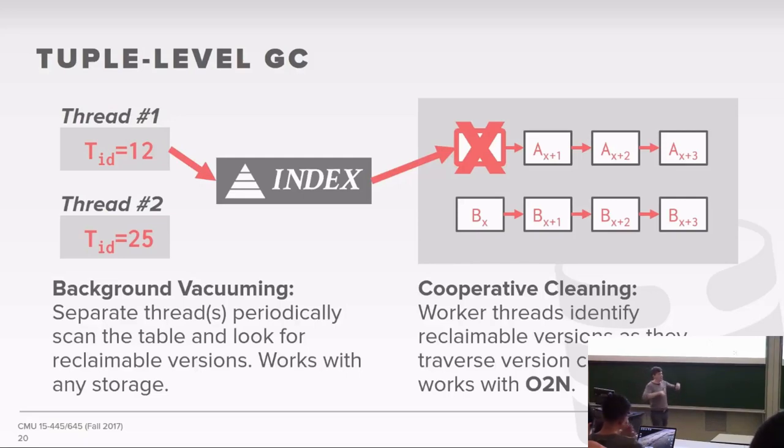Right, the idea is that even though you're doing cooperative cleaning, you still have an additional background thread that occasionally goes through and looks at everything to try to find these things. So even though cooperative cleaning might be better because you don't have to do additional scheduling for a background thread, you still need a background vacuum thread to prune things that the other threads at runtime might have missed.